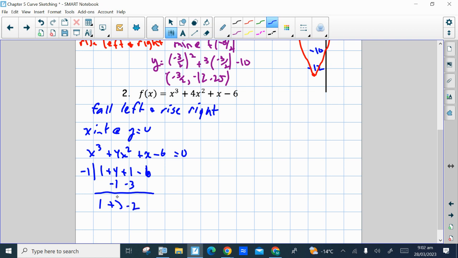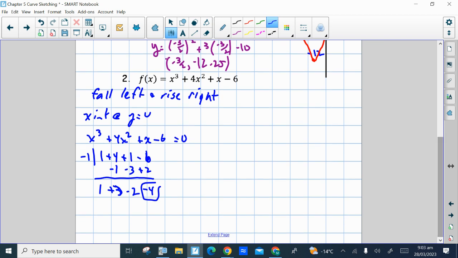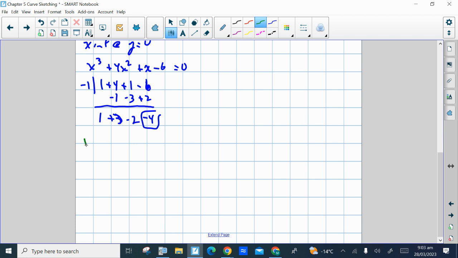One times -1 is -1, we add and get +3. -1 times 3 is -3, we add and get -2. -1 times -2 is +2, our remainder is -4, not 0. So x plus 1 is not a factor. Let's see if x minus 1 is a factor. Again, we'll change it to x plus 1 so we can add as we go.